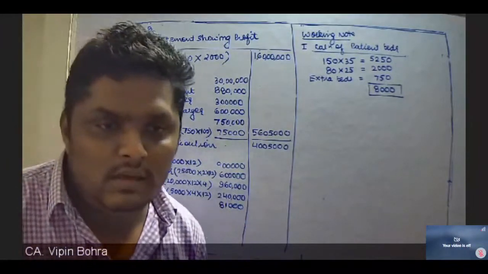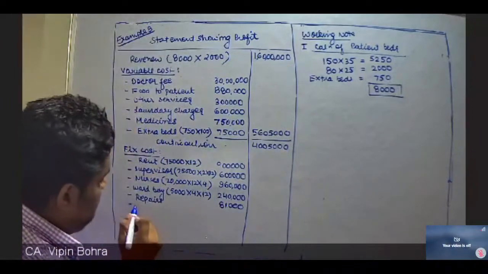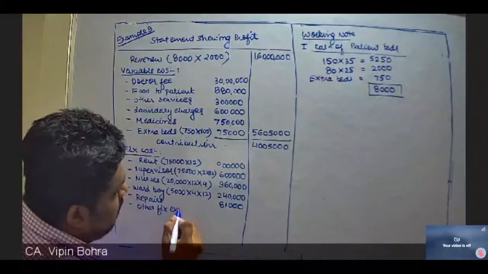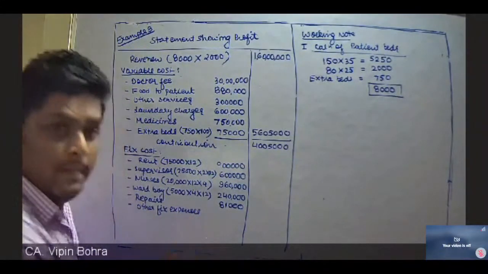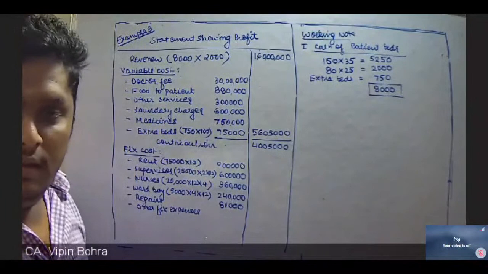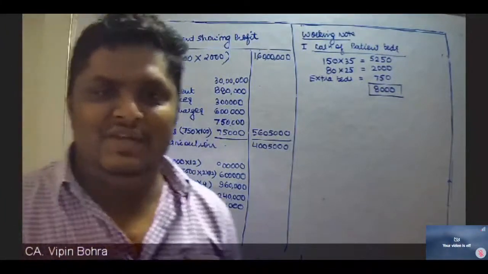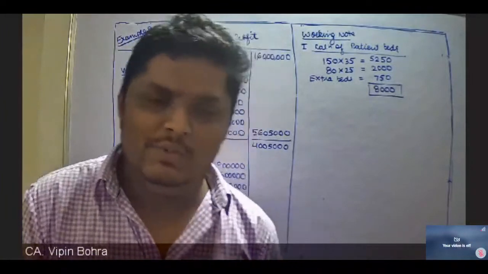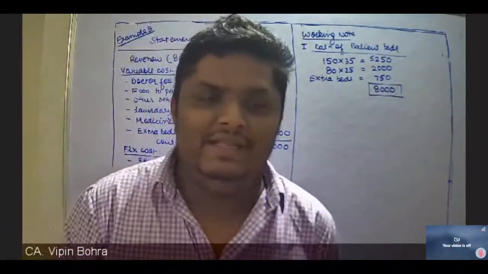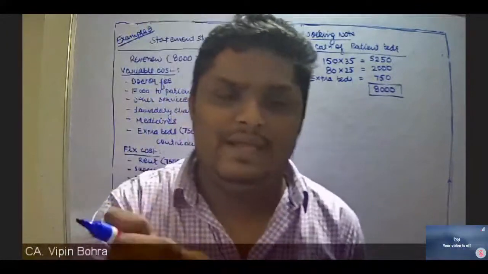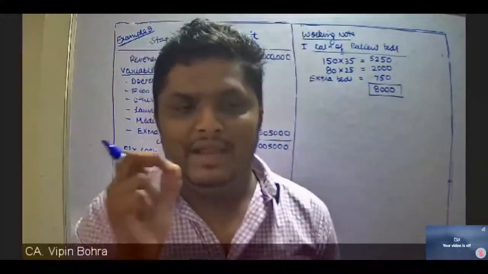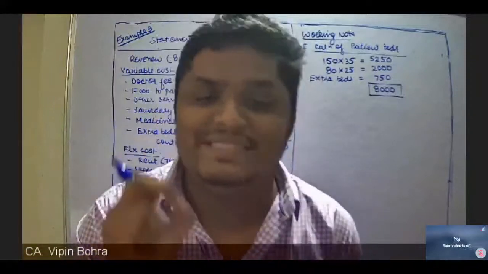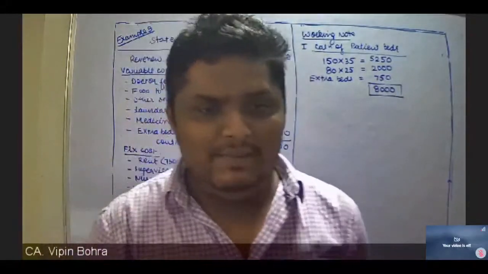The next, other fixed expenses. Now see, there is a slight correction in my study material. It is 10,80,000. The institute module has a solution as per 10,80,000. I suggest you make a little correction in my material. Other fixed expenses are not 1,08,000. It is 10,80,000. I'm extremely sorry for that.